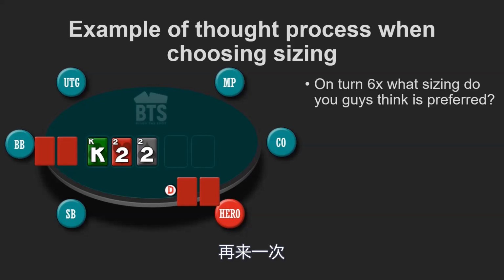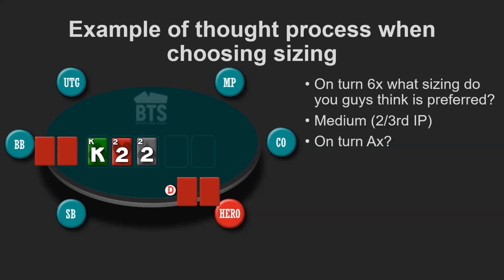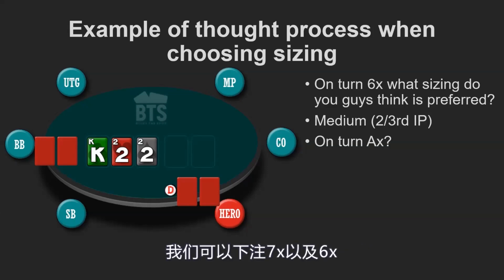So again, you have to think about how wide you want to be value betting here. On the turn 6, I'm going to be using something like a 2/3 sizing in position. And then we can still bet sevens, 6x sometimes, pocket fives, because those hands are pretty vulnerable and they want to deny equity versus overcards.